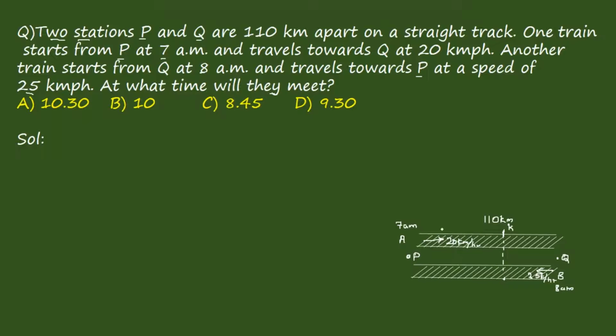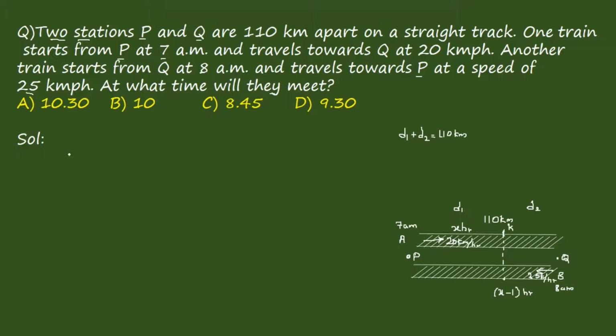If you consider the distance from A to K as D1, from K to B is nothing but D2. Then we can say that D1 plus D2 is equal to 110 kilometers. So A would be moving to K and they would be meeting with B. So how much time would be taken if you consider it as X hours? Then B would be taking X minus 1 hours. Why? Because A is moving at 7 o'clock, but B is 1 hour late. So it becomes X minus 1 hours.